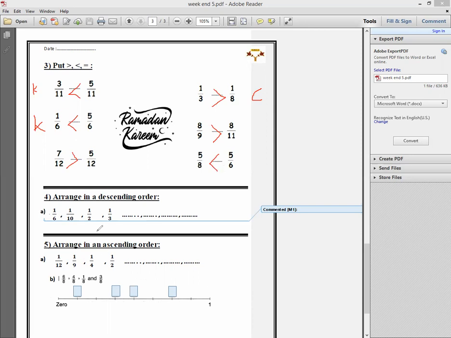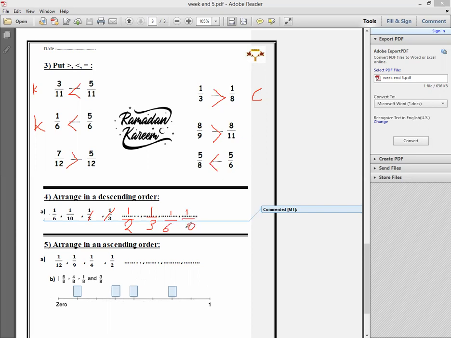The next here, we're gonna arrange in descending order. So all of them are crazy fraction. So descending means from the greater to the smaller. So crazy fraction, the greater one is the smaller one. Which one is the smallest? It will be 1 over 2. So 1 over 2, the smallest in denominator, but it's the greater fraction here. So it will be 1 over 2, then 1 over 3, then 1 over 6, and the last one, it will be 1 over 10.